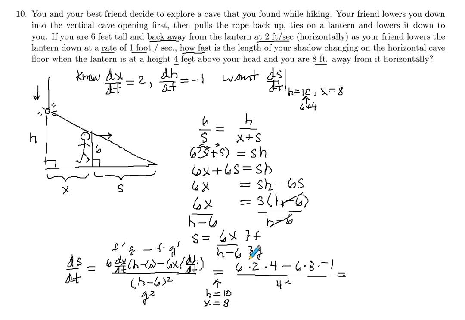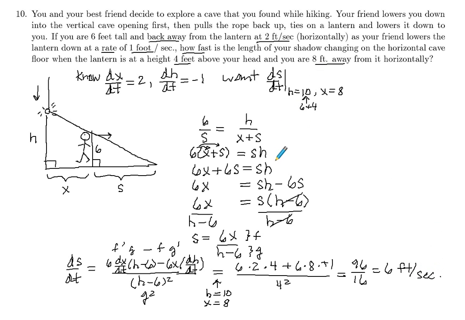So this is now 6 times 2 is 12, 4 times 12 is 48, double negative here makes a positive, plus another 48, that's 96, over 4 squared is 16, and that actually goes in 6 times. So ds dt is equal to 6, and our rates are in feet per second, so we don't want to forget our units. 6 feet per second. And we got it.